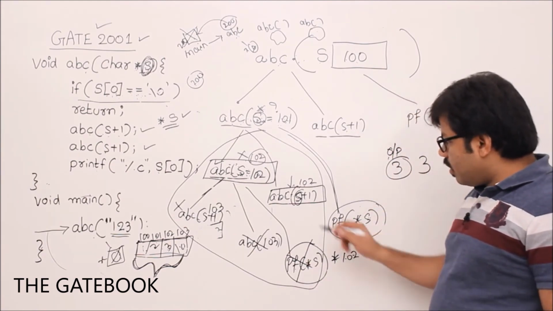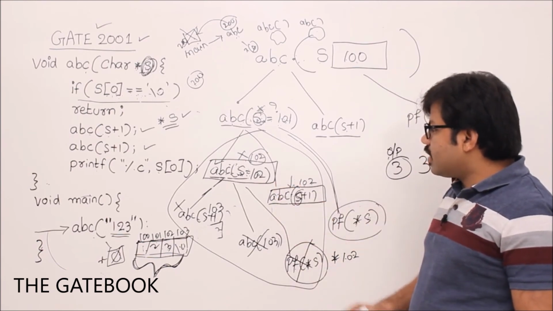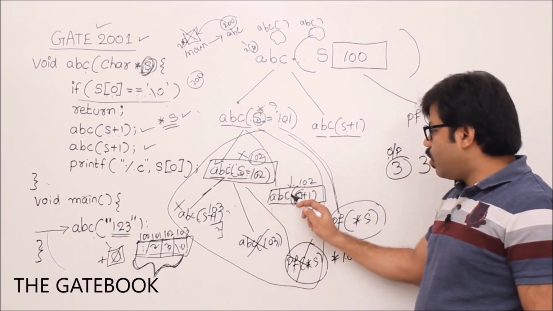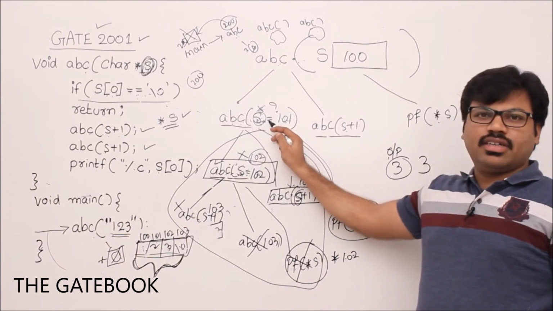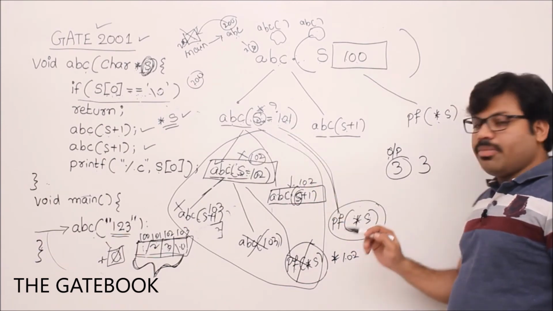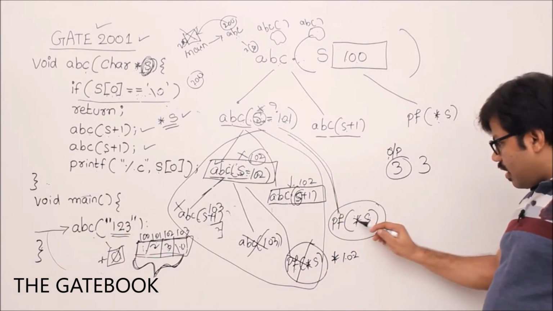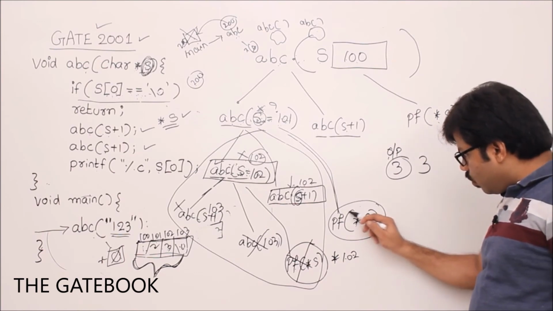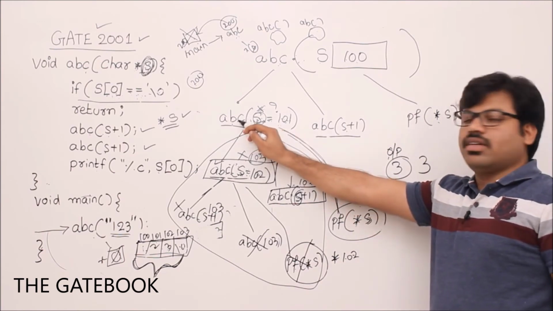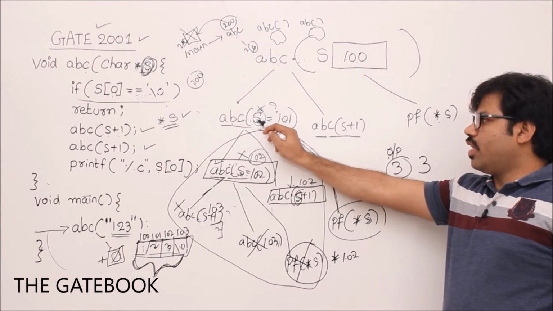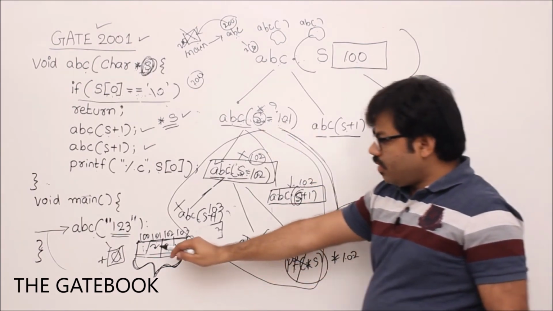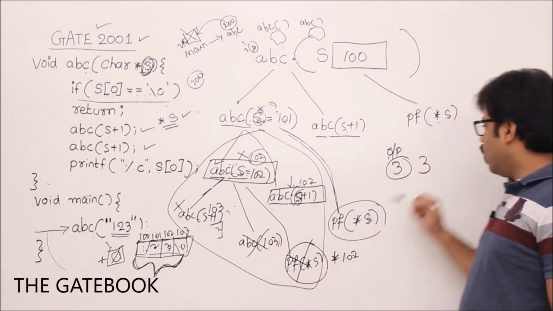Now, come back. Once this is done, what is the next line? Line number 1, line number 2. This is line number 3 in the ABC method. So this printf will be executed. That is star S. What is S here? Go through this edge. This is the local variable. What is that? 101. So print the value at 101. What will be printed? 2.